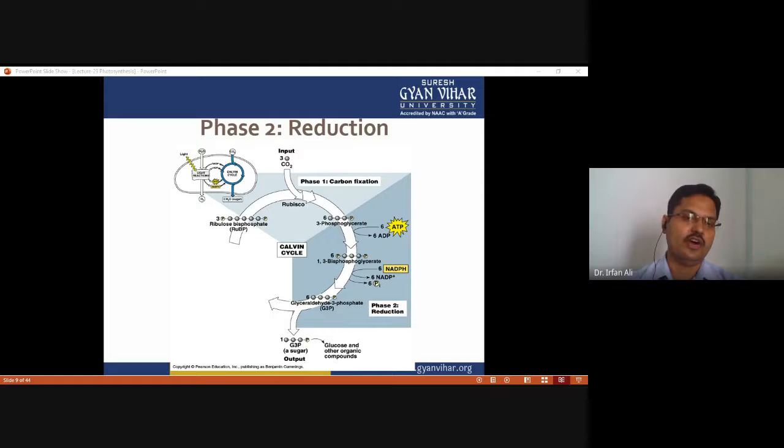Now what happens at the next step? The 1,3-bisphosphoglycerate molecule utilizes NADPH, and by the utilization of NADPH, this molecule is converted into glyceraldehyde 3-phosphate. This glyceraldehyde 3-phosphate is the precursor for synthesis of sugar molecules in the leaves. So that's why carbon fixation is carried out at these steps: carbon fixation and reduction.